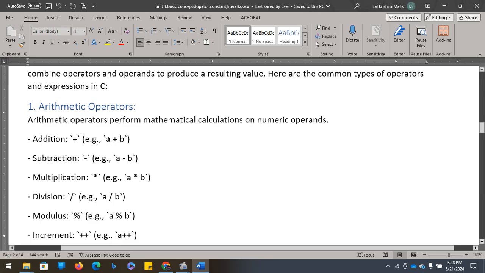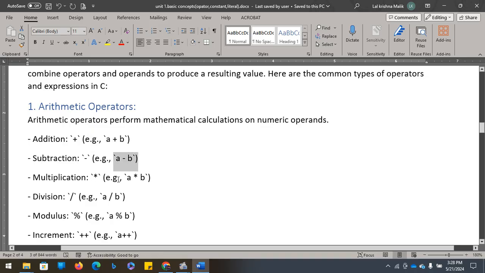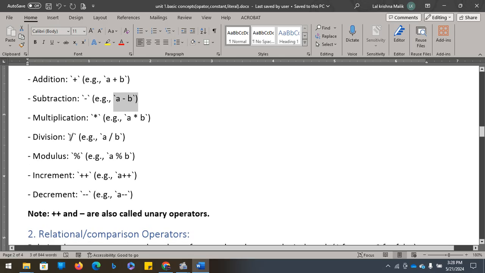Addition, we can write simply a plus b. Subtraction, simply a minus b. Multiplication, simply a, then asterisk, then b. For division we use slash. It is forward slash, not the backward slash. Simply we have to put a, then slash b. Modulus gives us the remainder. We have to write a, then percentage, and then b.